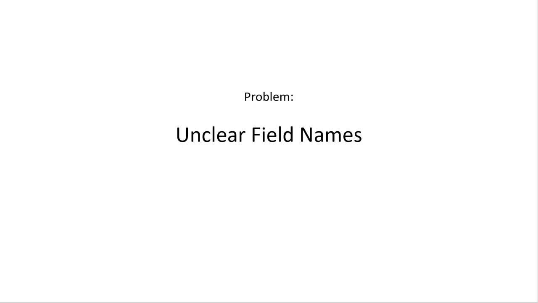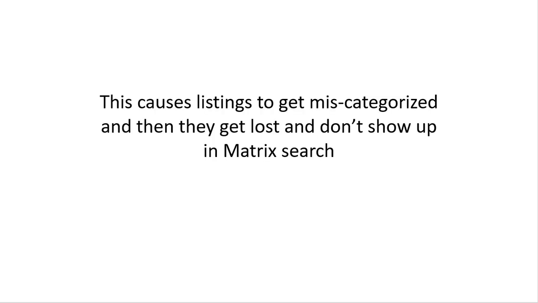Okay, this video is regarding the unclear field names that exist within Matrix. This is a problem because it causes listings to get miscategorized when they're listed, and then they get lost and don't show up in a Matrix search, which of course is a very big problem, which is caused by the fact that agents are putting data in wrong when they input their listings.